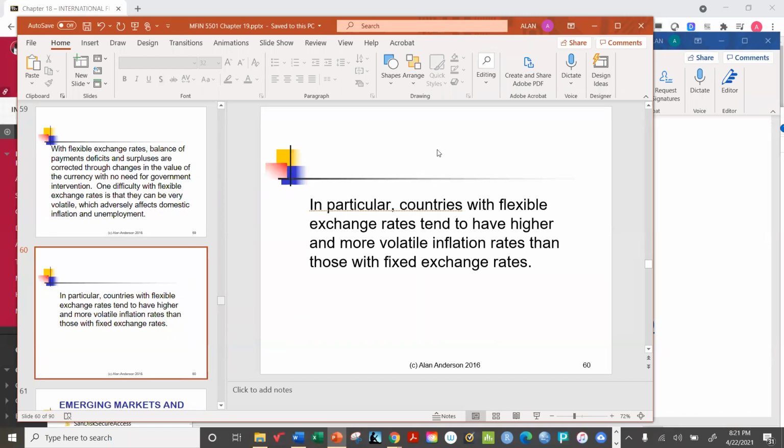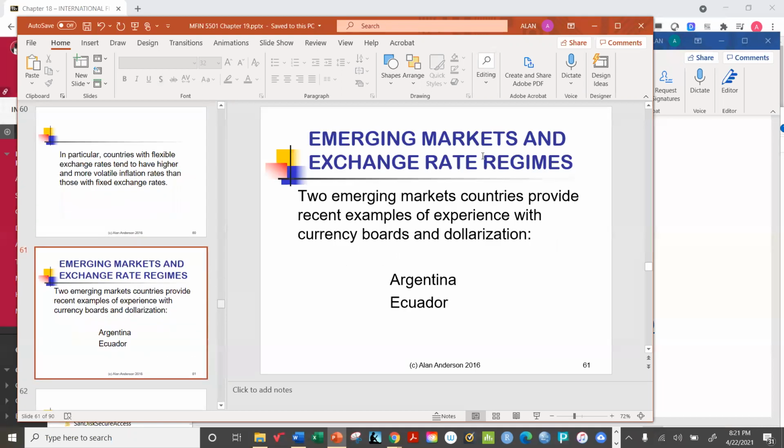And in fact, studies have shown consistently that countries that have flexible exchange rates on average tend to have more volatile inflation rates, and they also tend to have higher inflation. In other words, inflation is higher and more volatile. Again, it's that lack of self-discipline that the governments just don't have.